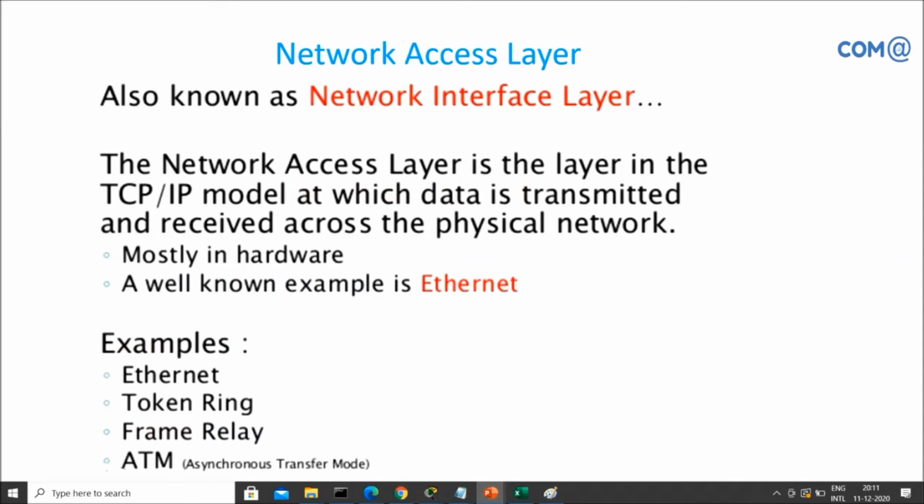Then the network access layer. So here you have the TCP/IP model combined. Mostly it is in the hardware, the well-known Ethernet adapter. It is used for communicating data from one system to another system. So here the Ethernet card plays a major role, because only through it are we receiving the data at the endpoint systems. Other examples are Ethernet, token ring, frame relay, and ATM.